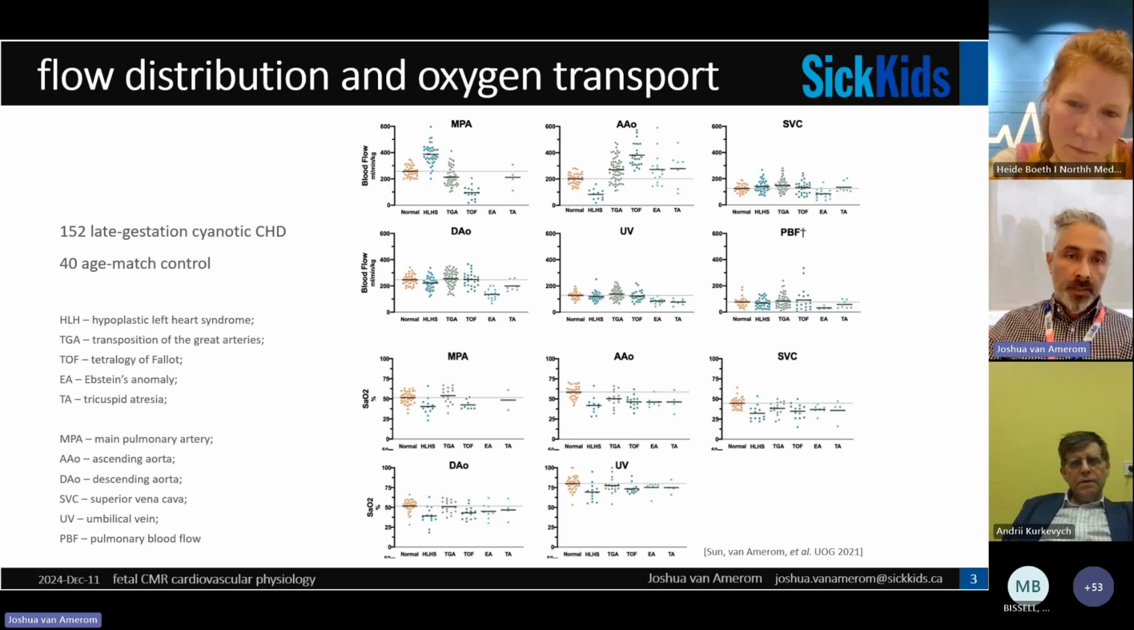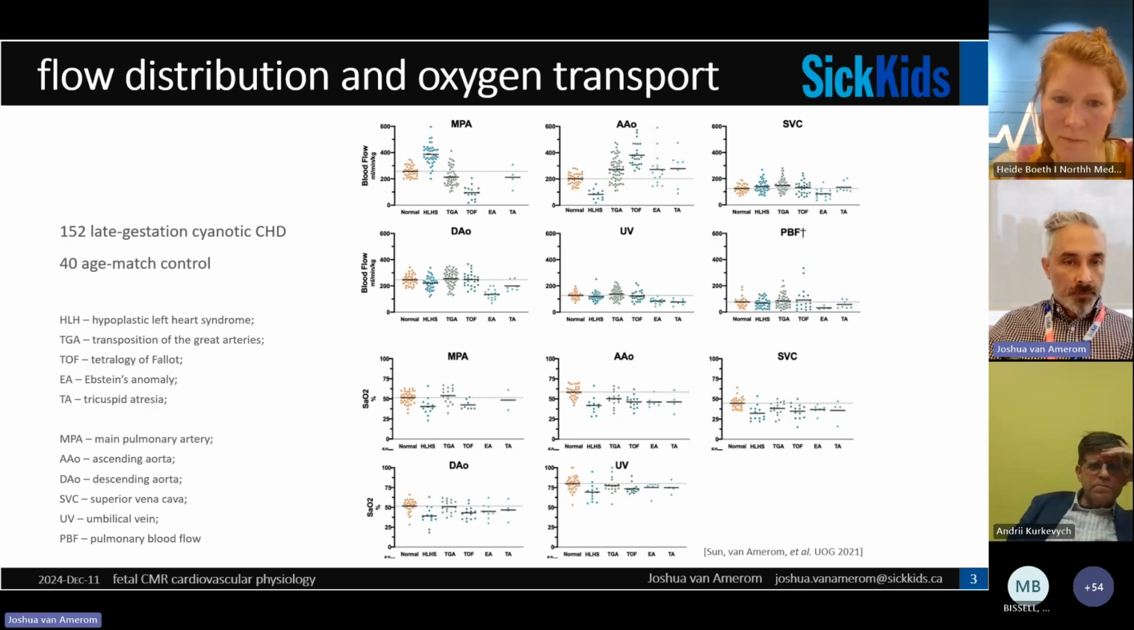Superior vena cava flow is actually fairly well preserved in most congenital heart disease. It drops in Epstein's anomaly, and so on. And this can be used to give a general sense of how flow distribution and oxygen transport are modified in this congenital heart disease. All of this was done using a Cartesian phase contrast acquisition and the oximetry sequences that I discussed.